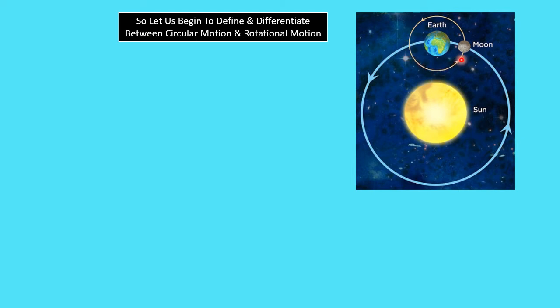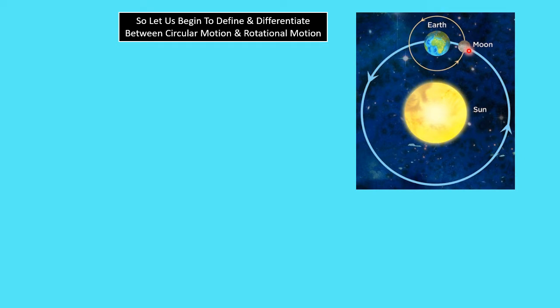So the time duration for rotational and circular motion for the Moon is approximately 27 days, and that is why once it completes one circular motion around the Earth, it has completed one rotational motion also, and that is the reason people on Earth have never seen the other side of the Moon.